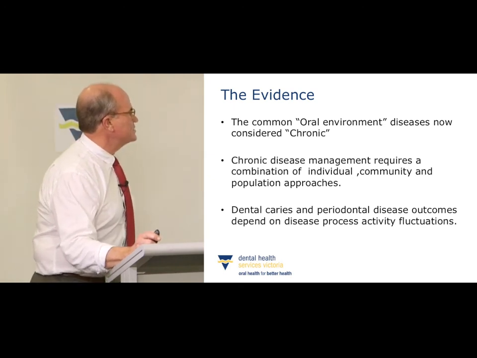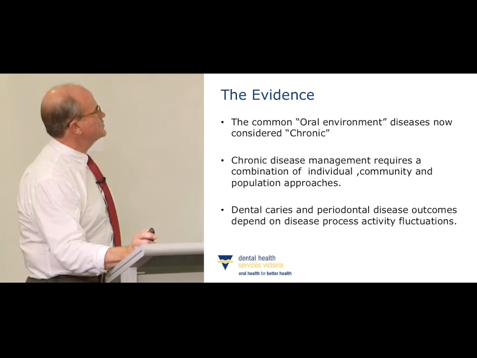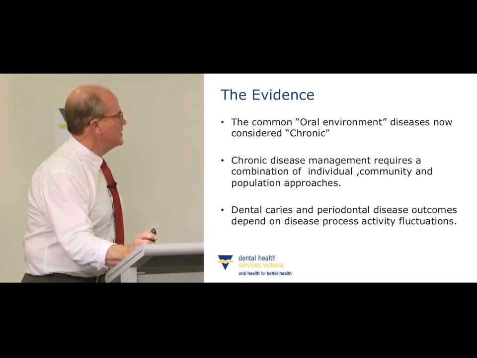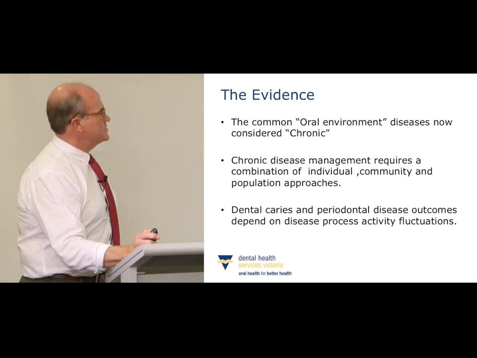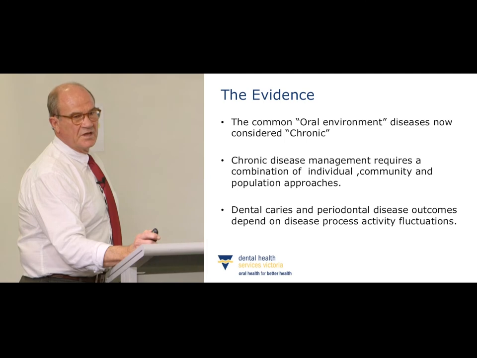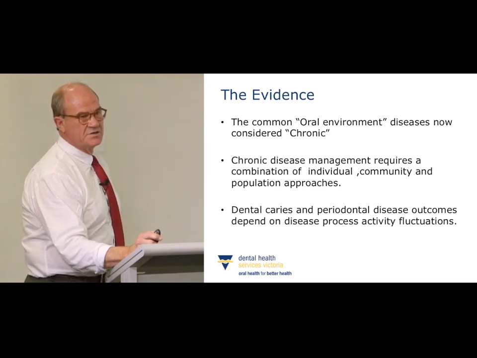Dental caries and periodontal disease outcomes depend on disease process activity fluctuations, and this flows back when we're looking at chronic disease. Both dental caries and periodontal disease are chronic diseases, a process that starts at birth and ends at death, as I said, and you have acute flare-ups. If you don't control that chronic disease, you end up with cavitation for dental caries, and tooth loss and attachment loss in periodontal disease.